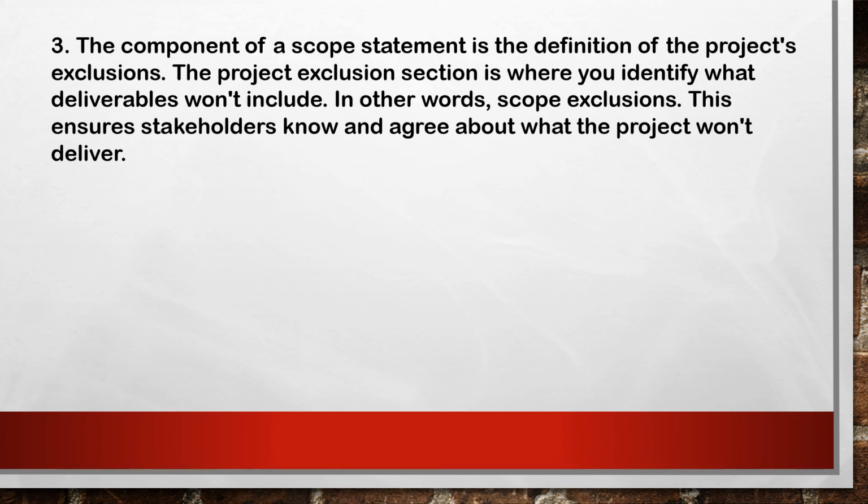Another component of the scope statement is the definition of project exclusions. The project exclusion section is where you identify what deliverables won't be included. In other words, scope exclusion. This is to ensure stakeholders agree about what the project won't deliver.